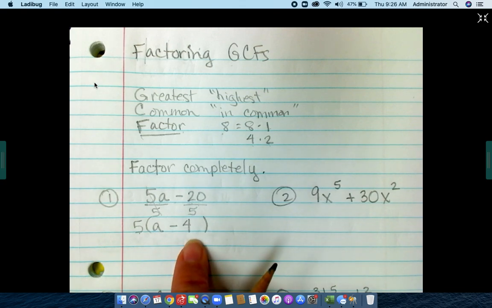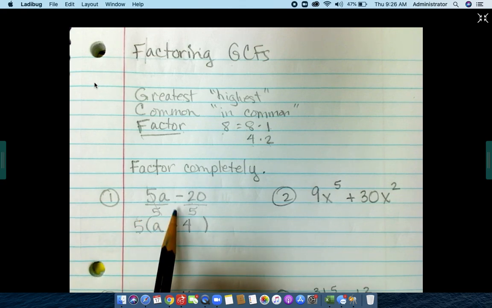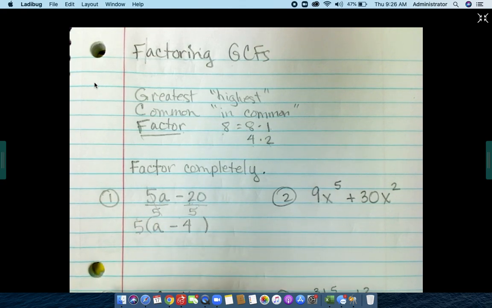So that's important. When you pull out the GCF, you want to make sure that there are no common factors left in your parentheses. You can also check it by distributing real quick. 5 times a is 5a. 5 times negative 4 is negative 20. If you feel like I'm going too fast, remember to just pause anytime to be able to get this in your notes.